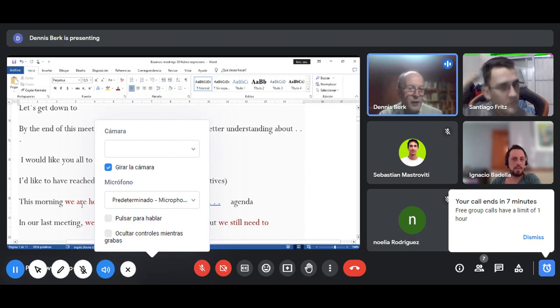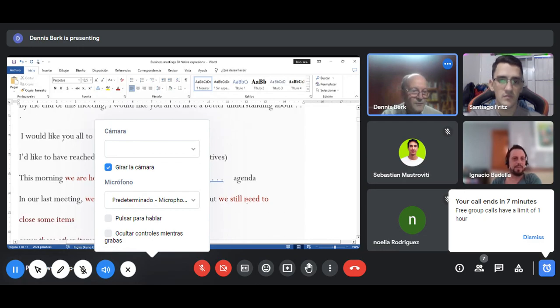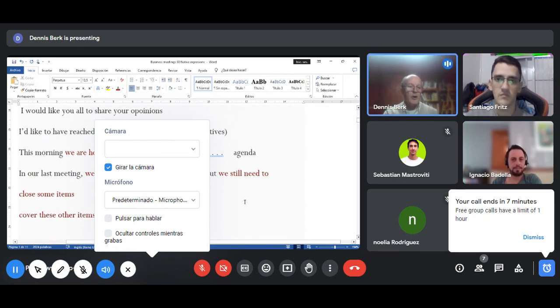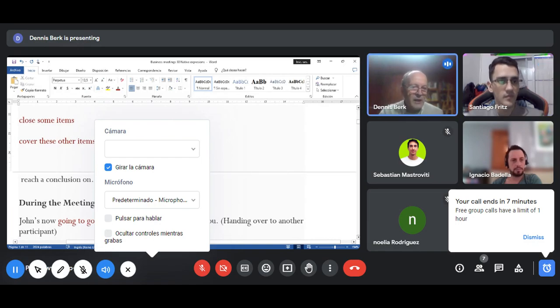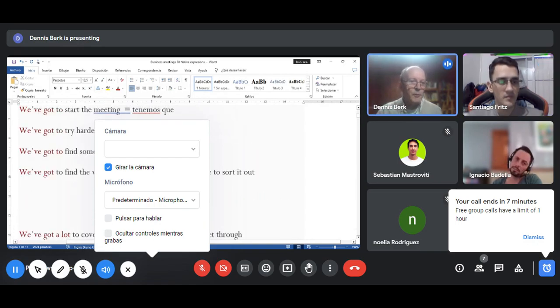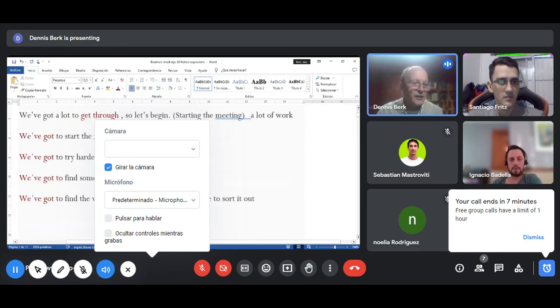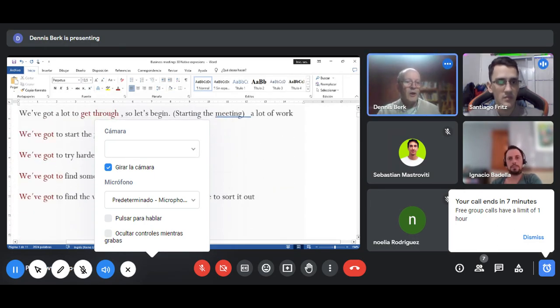Or this morning we're hoping to cover the following topics or agenda. And this is going back, referring to what we said last meeting. We agreed on the following issues. Now we have to continue. We still need to close some items or cover. Those are referring to the beginning. Let's get started.